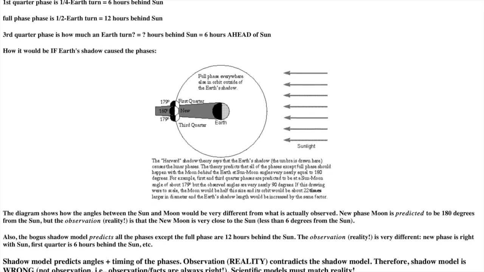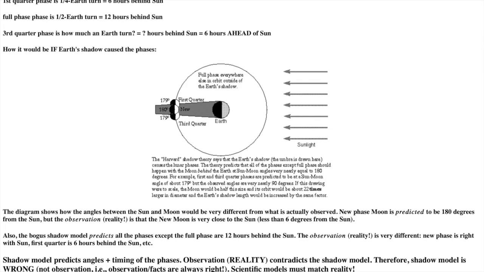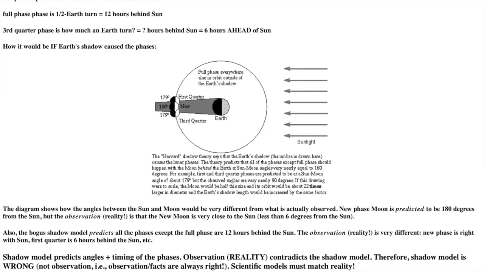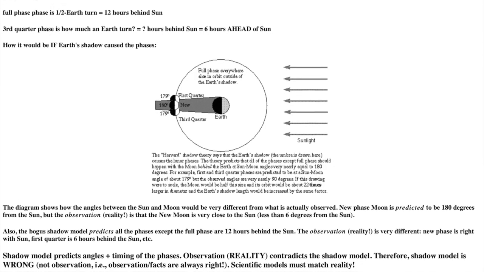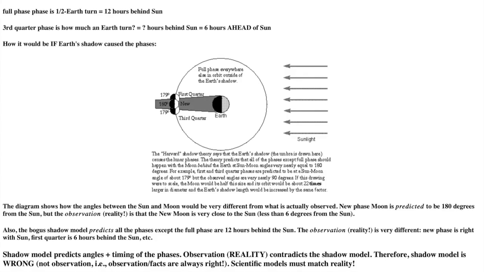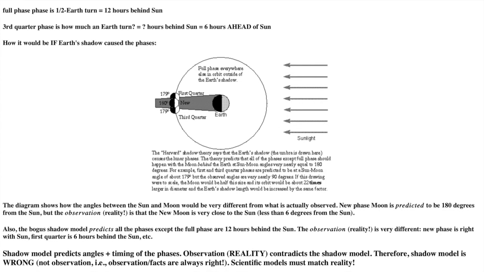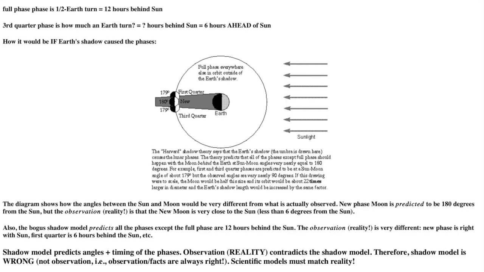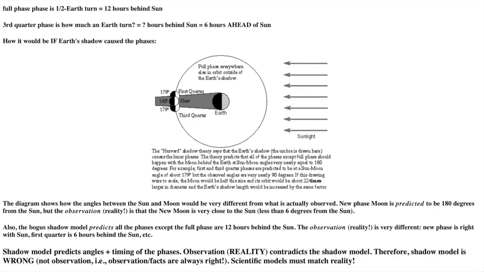That means that all those phases would be 12 hours behind the sun, instead of the really different times we actually see. Because the shadow model predicts very incorrect angles and time of day for the phases, the shadow model is wrong. The phases of the moon are actually due to the angle between the sun and moon.